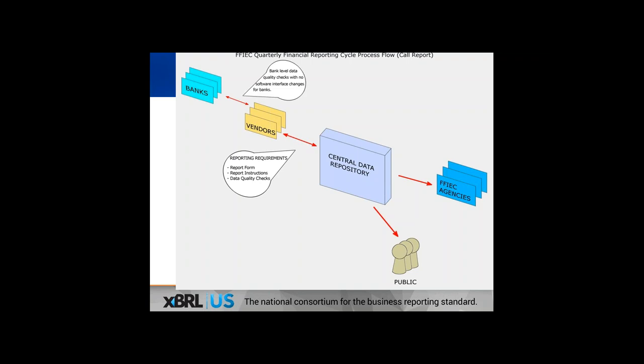Next click, please. Bank-level data quality checks are provided through the bank software, and the banks submit their financial reports to the CDR system. Next click, please. The system then offers FFIEC agencies access to the data through shared services. And another click. The data is also made available to the public through a website or web services.